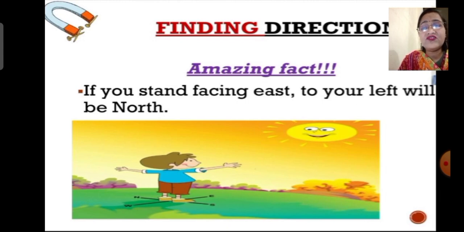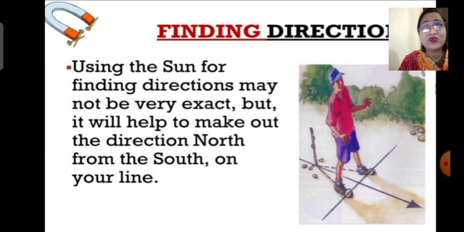That means children, if you stand facing east, to your left is the north, and to your right is the south. Remember this very carefully. It will help you to easily identify the directions by yourself. But it is not always so accurate to find the directions with respect to the sun. But it will help you to understand the direction of north from south.